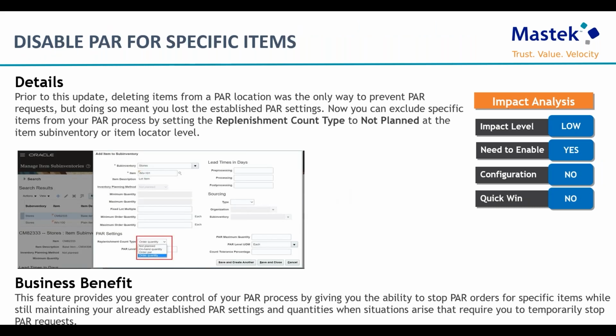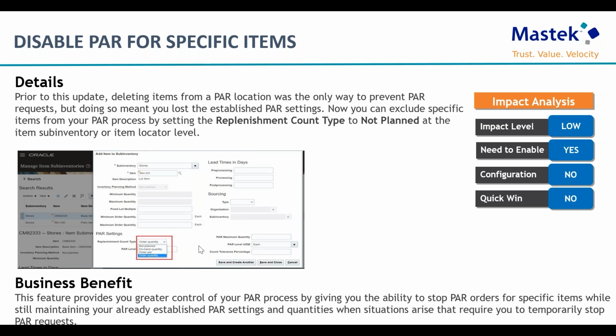Now, next update is about disable pick for specific items. Prior to this update, your pick setting was typically controlled at the sub-inventory or the inventory org level. You did not have any choice to disable pick planning for a particular item under the sub-inventory. You had to remove this item from this sub-inventory to achieve that. But with this latest update, you don't need to remove that particular item from a particular pick sub-inventory.